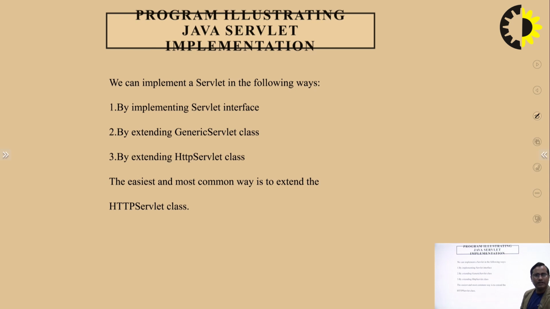We can implement the servlet in the following ways. We can implement the servlet by implementing the Servlet interface, by extending the GenericServlet class, or by extending the HttpServlet class. So we can implement the servlet in three ways: by implementing the Servlet interface, by extending the GenericServlet class, or by extending the HttpServlet class.